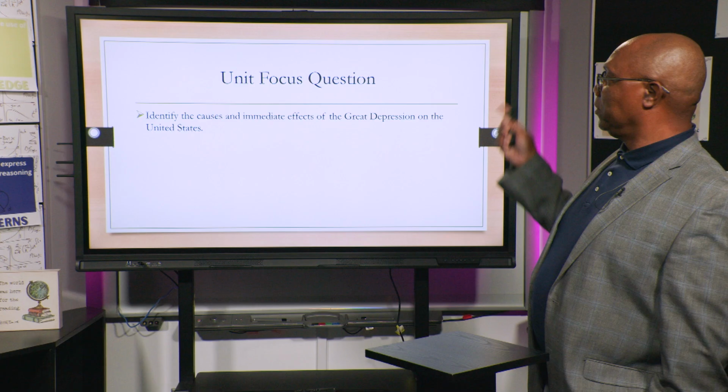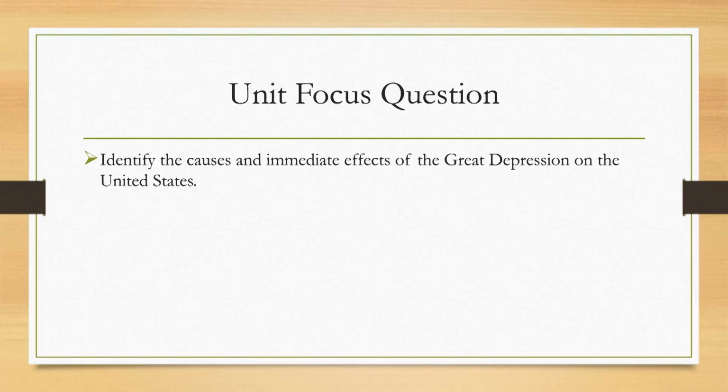What we want you to do is look at the unit focus question that we always give you. The unit focus question is: identify the causes and immediate effects of the Great Depression on the United States of America. We've done enough work so far that you probably can answer that question already. But if not, hold on and we will answer it at the end of the unit.